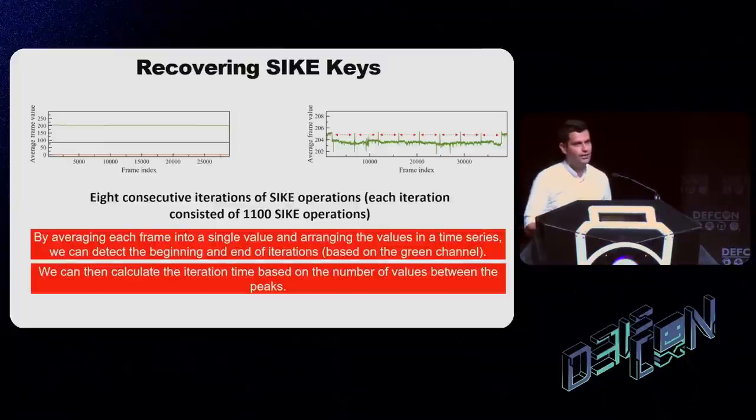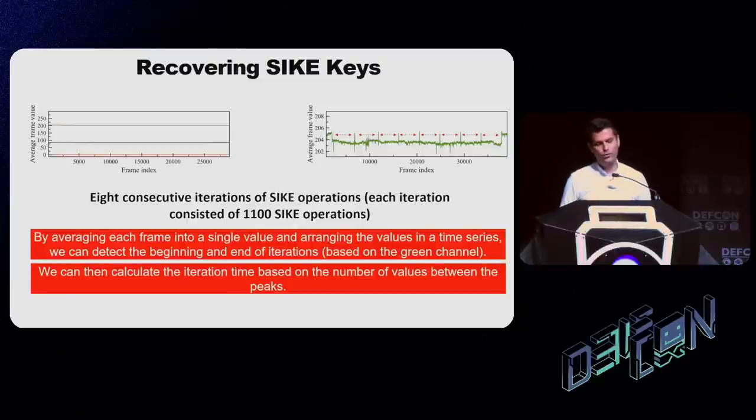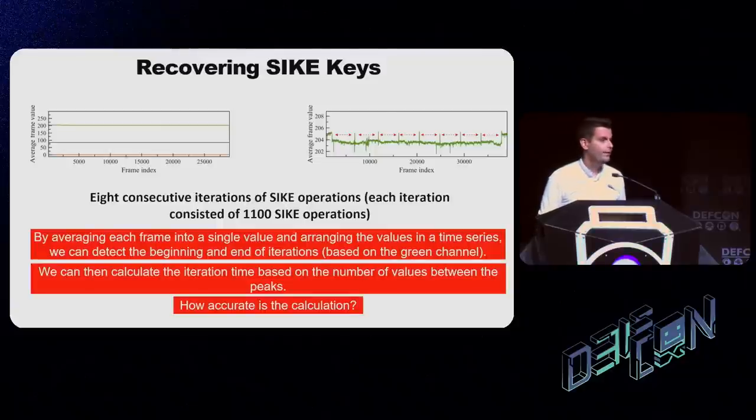Now, this actually gives you the ability to calculate the iteration time based on the number of values between each 2 peaks that you can see in here, okay? But then again, another question that we need to answer is, how accurate is this calculation?